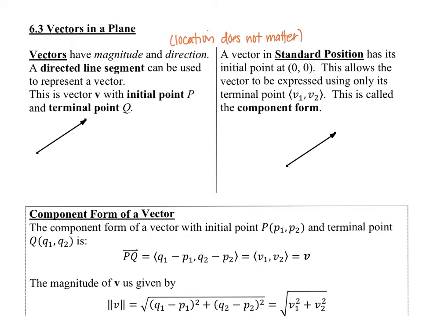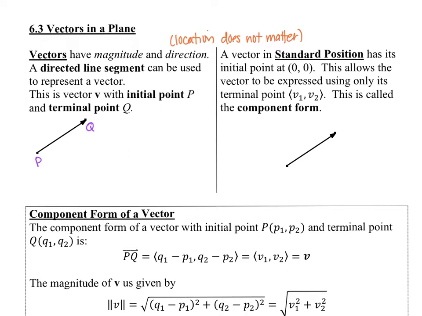Okay, a directed line segment can be used to represent a vector. This picture here is vector V. The initial point is P. The terminal point is Q. Now the thing about this, even though this looks like a ray, it is not a ray. It has a fixed size or magnitude. It is only this long. The arrow is indicating the direction it's pointing. It does not indicate that it goes forever because it does not go forever. It has a very specific size.